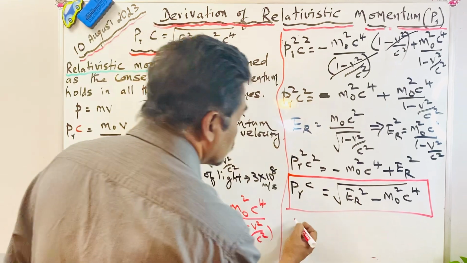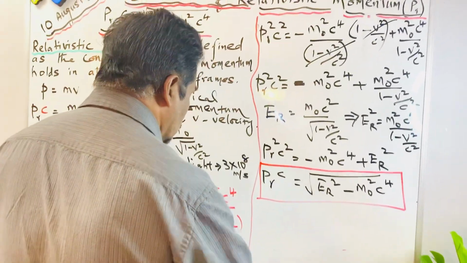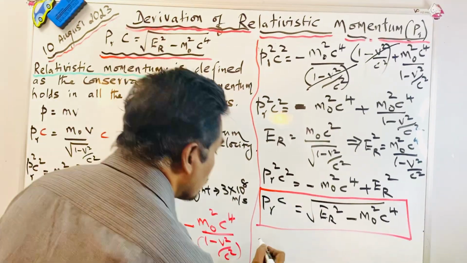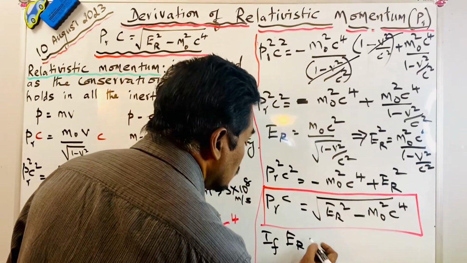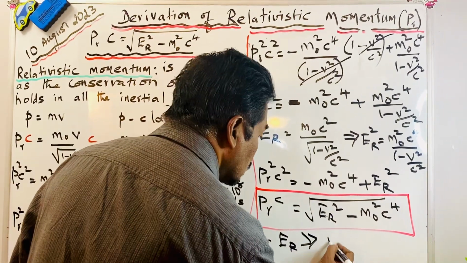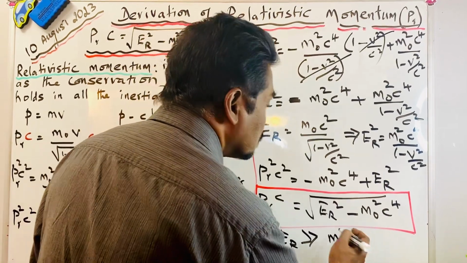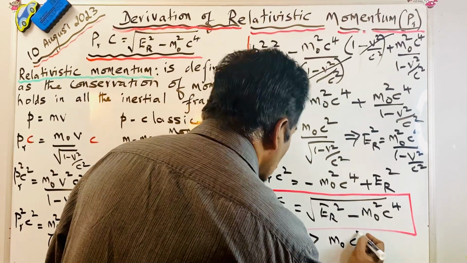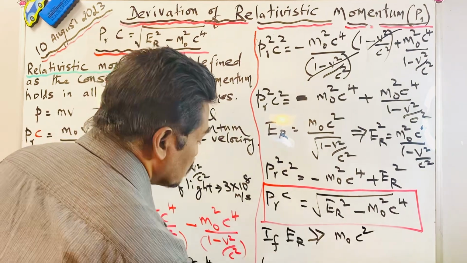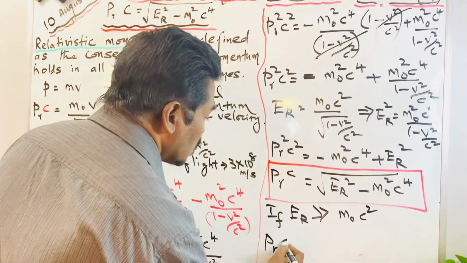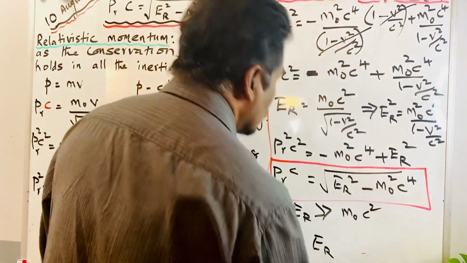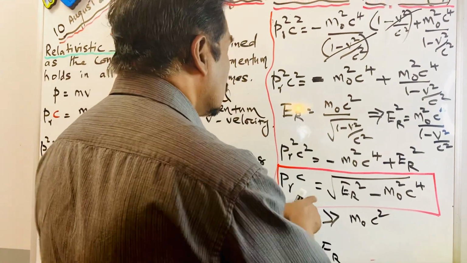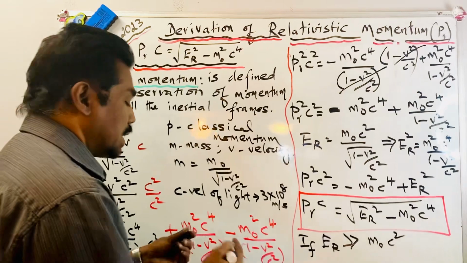In some cases there's a condition available: if E_R is very much greater than m0 c square, then in that case P_R c will be equal to just E_R. This is only in this condition, and normally the general equation is the one above.